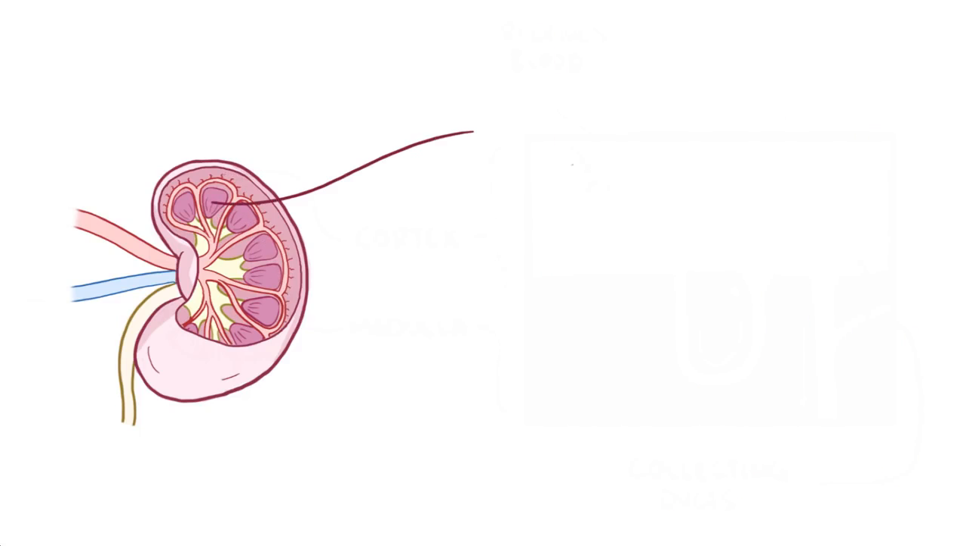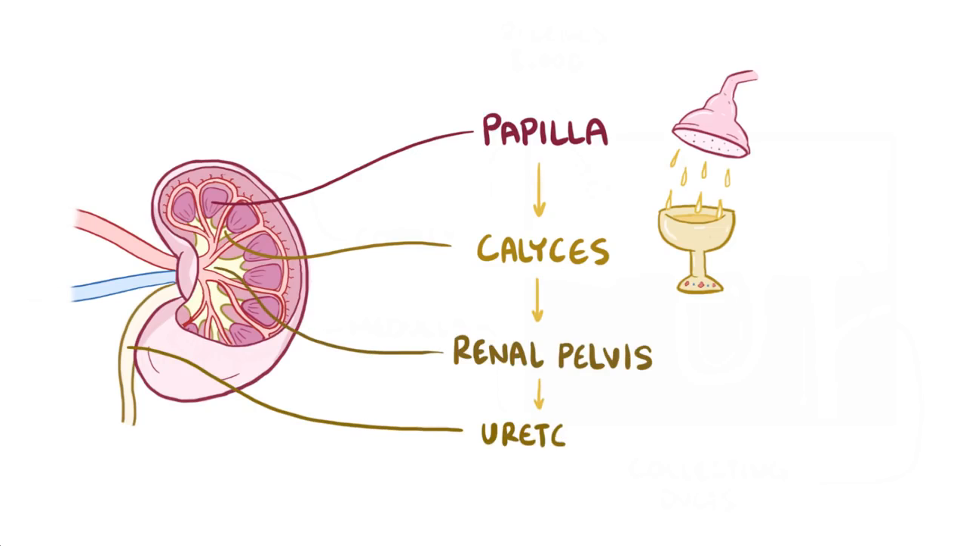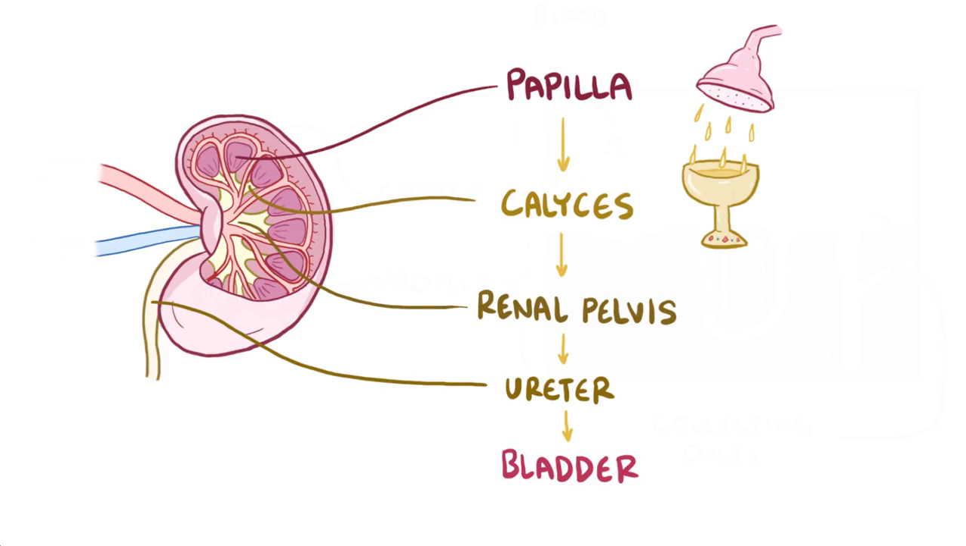From there, the urine drains through the papilla, which is an inverted cone-shaped pyramid that, like a showerhead, pours urine into the calyces, which comes from the Latin calyx, which means large cup, kind of like a fancy Roman chalice. From there, it enters the renal pelvis, which funnels the urine into the ureter, then to the bladder, and then finally leaves the body out the urethra.